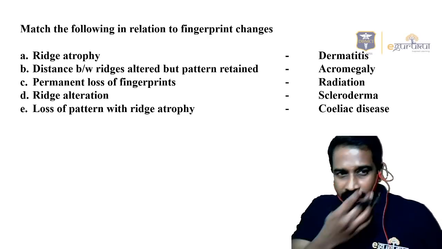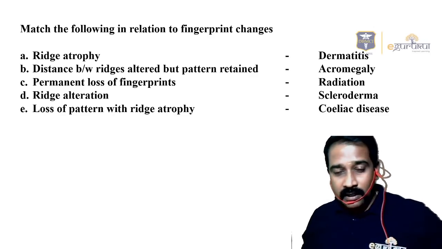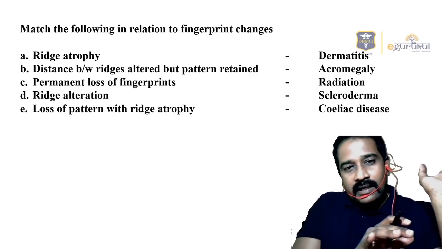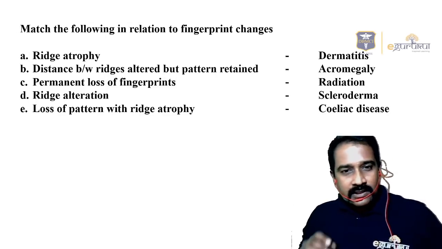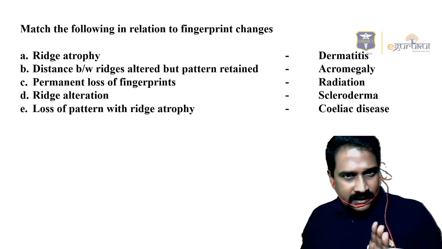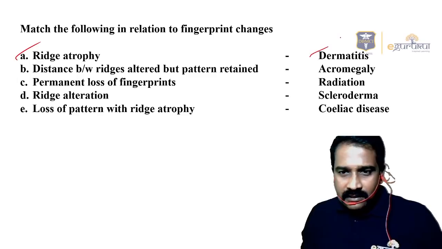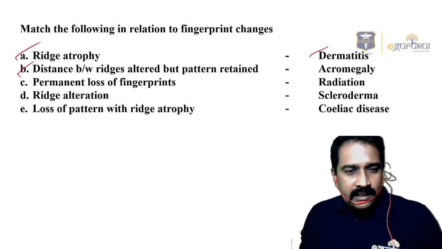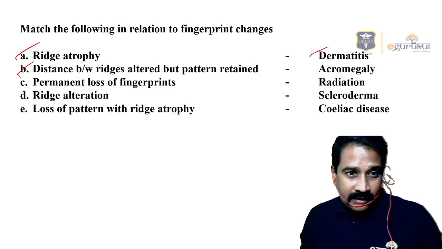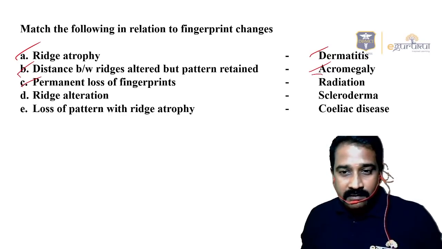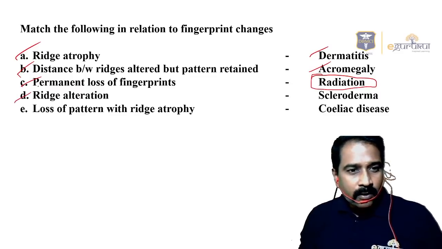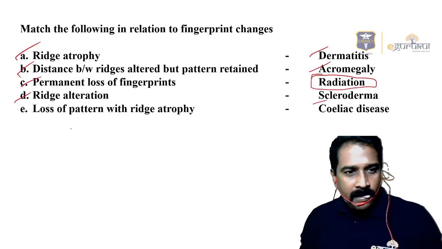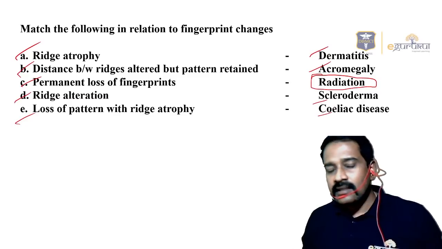Now coming to this question. Here I've not gone into the exact question; I've directly given you the answers. These fingerprint changes are seen in the same conditions. Ridge atrophy is seen with dermatitis. Distance between the ridges is altered, but the pattern is retained, in acromegaly. Permanent loss of fingerprint is the one you have to definitely remember; I'll come to that in the theory part. Radiation injuries: only ridge alteration. Scleroderma: loss of pattern with ridge atrophy. Celiac disease.